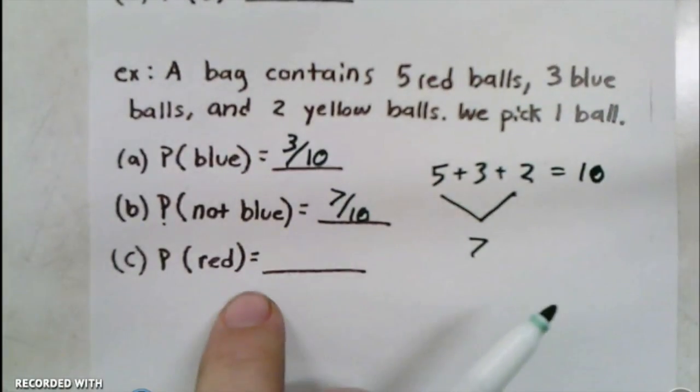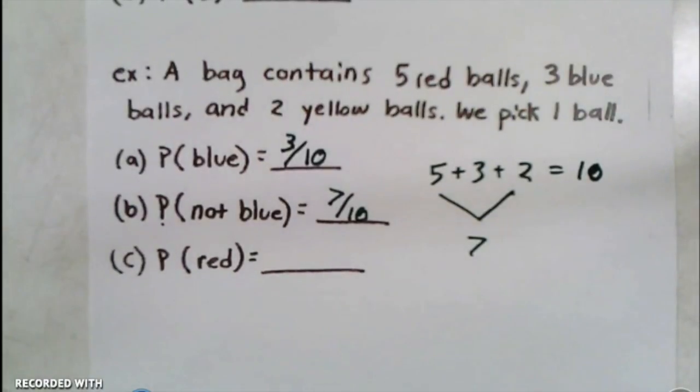Go ahead and try this one on your own. What's the probability of getting a red one? And don't forget to reduce those probabilities if it works out to be a fraction that can be reduced.